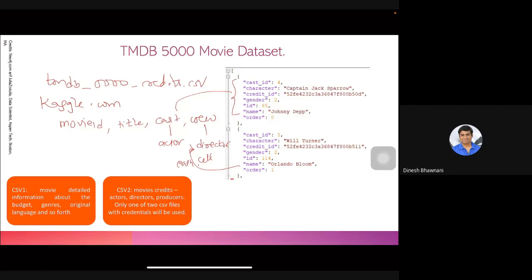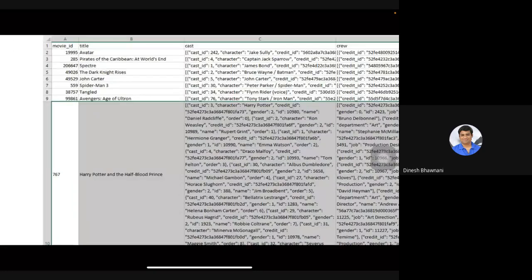In addition to that, there are two more CSVs. Okay. Information about budget, genre, original language, and so on and so forth. Movie credits. So who are the people responsible for the movie? Only one of the two was used in this case. One alternate snapshot of the database.